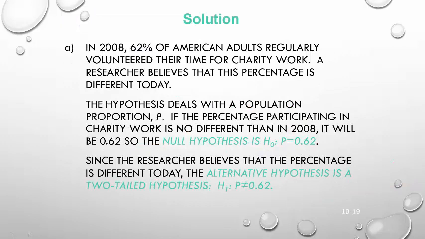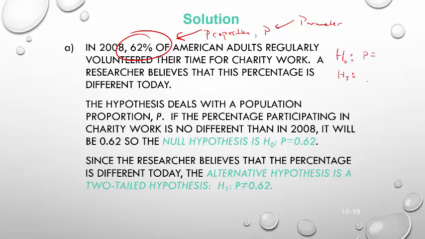Okay, so the first one here. 62% of Americans volunteer their time. So it's a proportion. So it's going to be the parameter P. I'm going to set them up a little bit over here so you can see. The null hypothesis deals with the population proportion. So it's going to be P is equal to something, and we said it was a two-tailed test, so then it's going to be P is not equal to something.